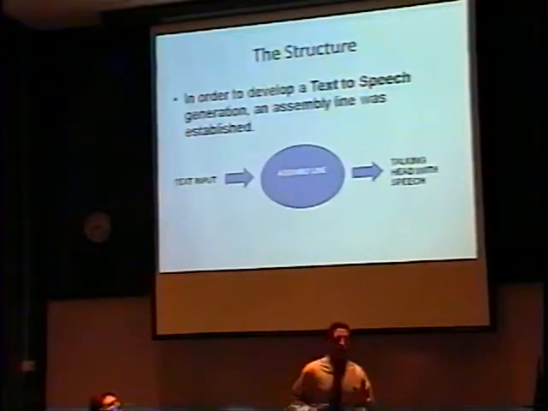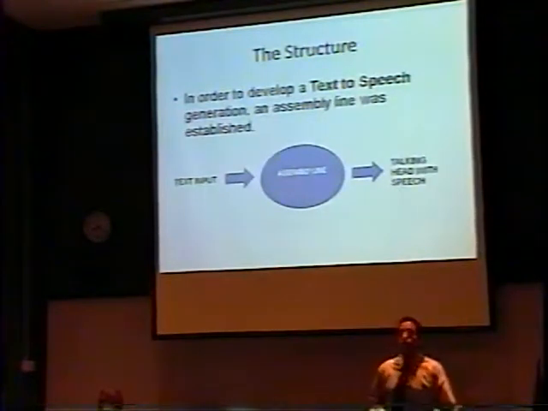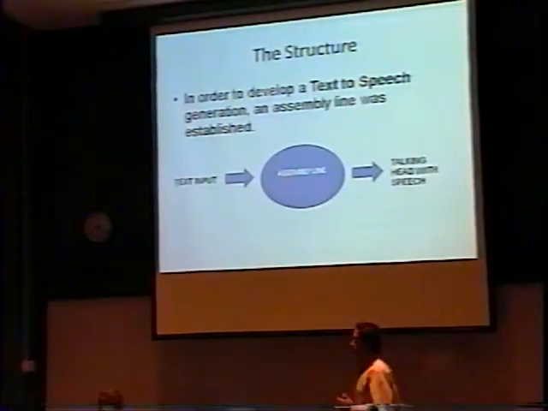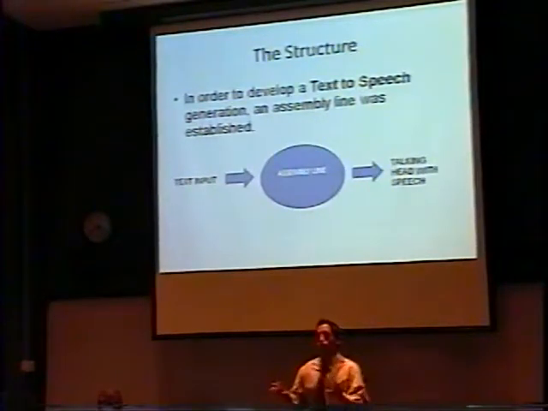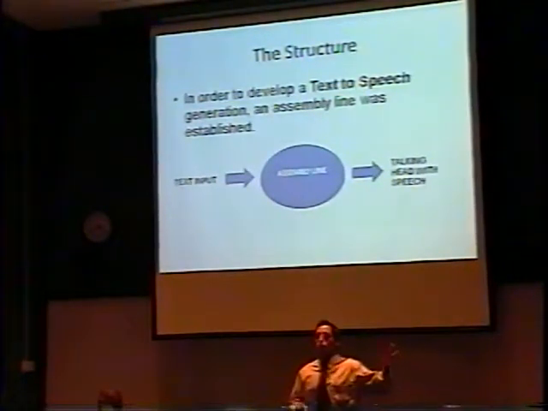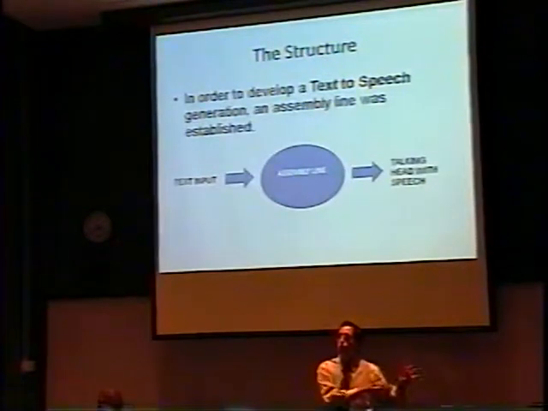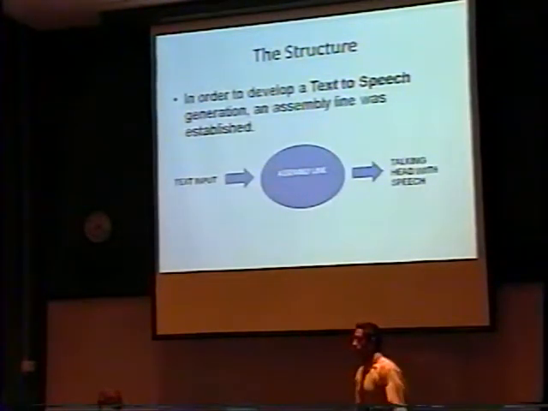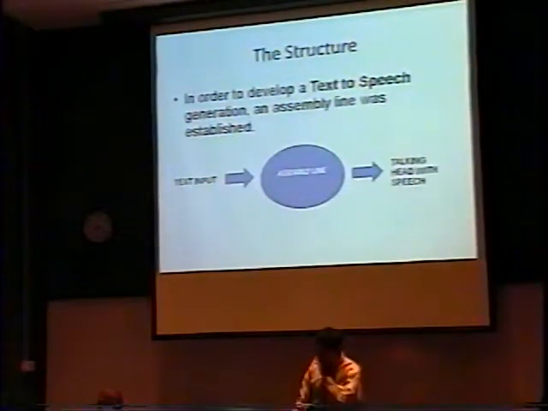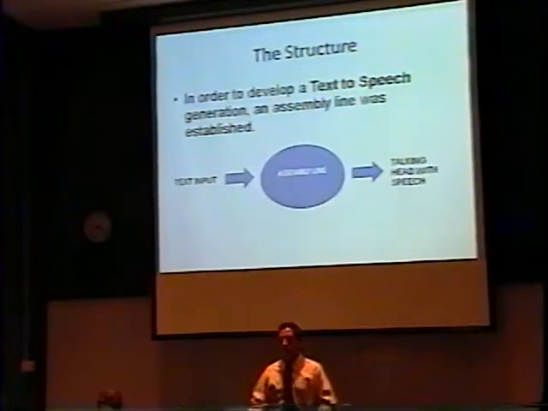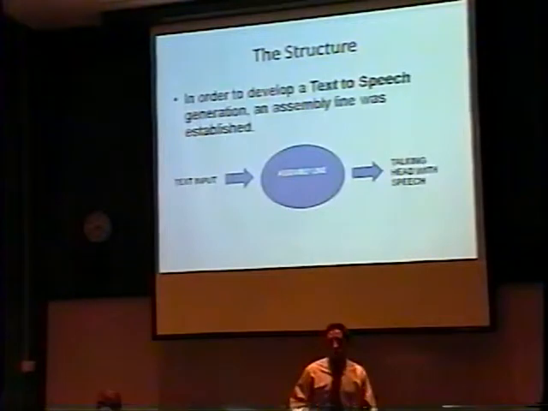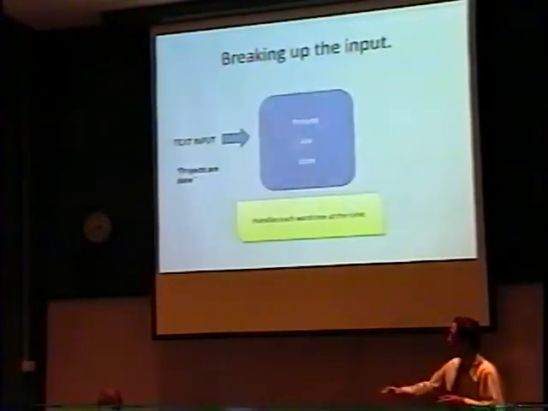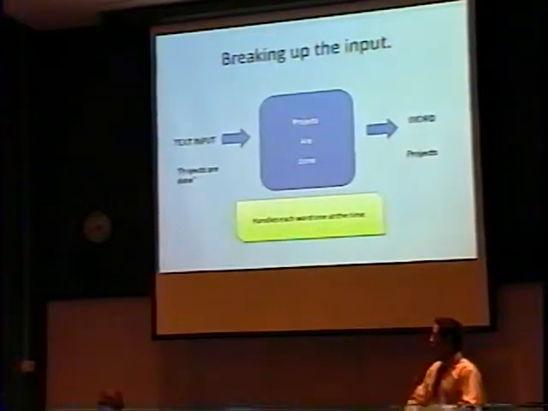In order to develop a text-to-speech simulation, we kind of had to establish a structure. This structure has two main parts. The beginning of the structure, you start with a user input, and the final result, as you saw, is the talking head with a speech. In those two stages, what we did is take the user input. As we saw, we have a text field.